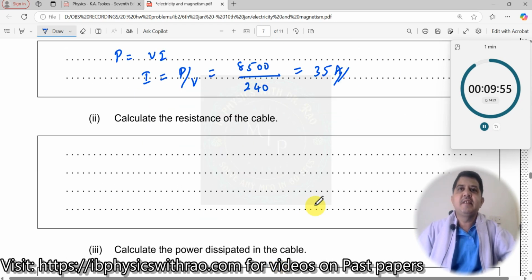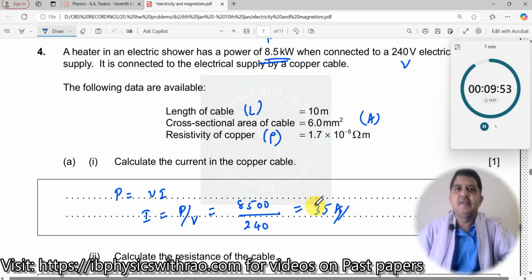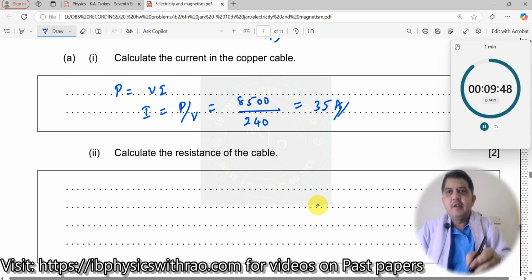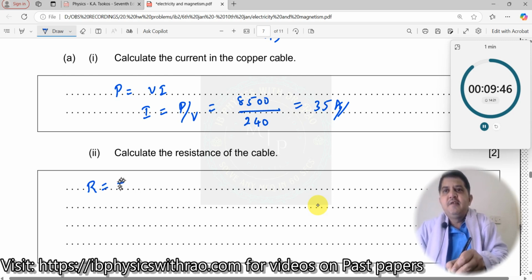Next one says calculate the resistance of the cable. How do you find the resistance of the cable? Look at this, you have L, A, rho is given. So what you can do? You can use the formula for resistance, which is rho L divided by A. Now substitute all the values.